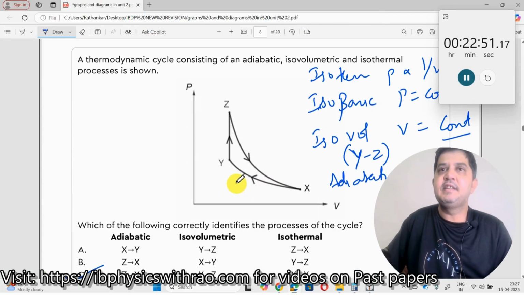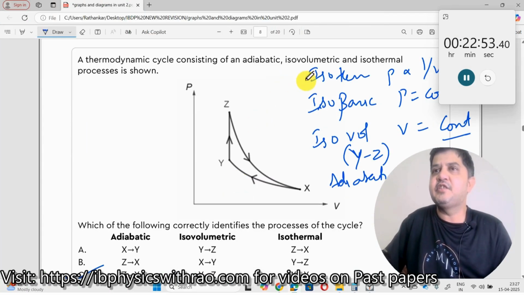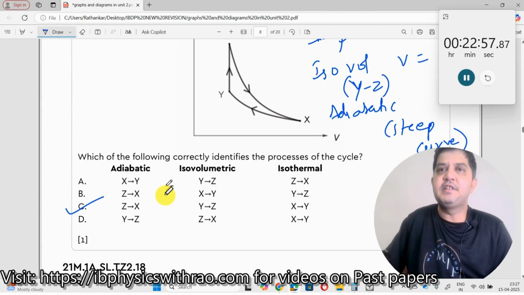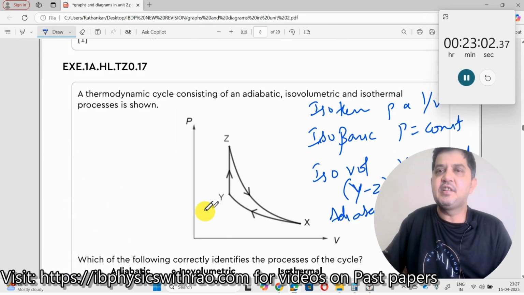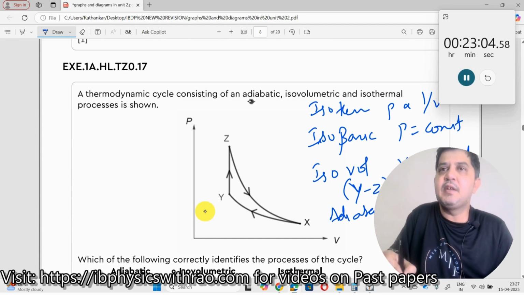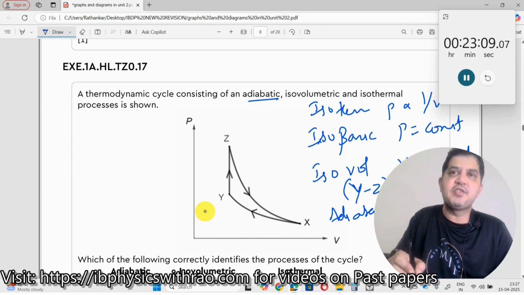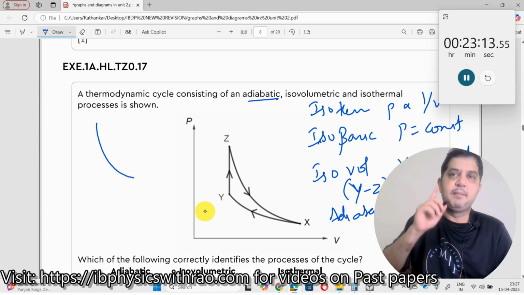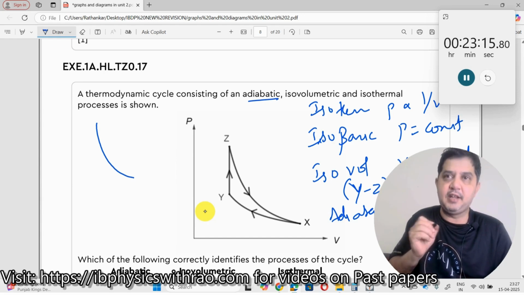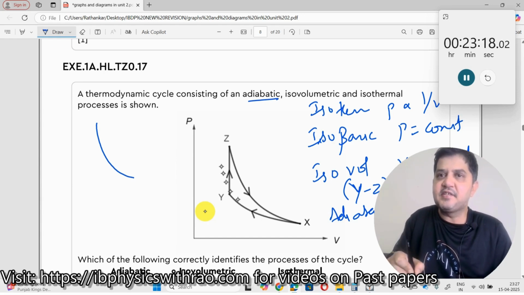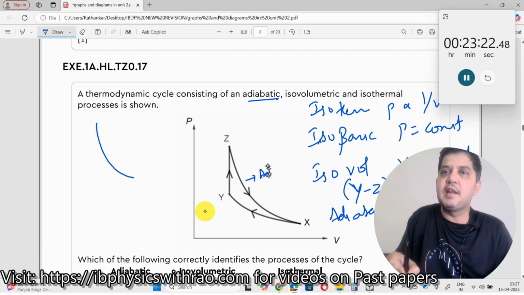Next. A thermodynamic cycle consists of an adiabatic, isovolumetric and isothermal process. This is an HL question. Which of the following correctly identifies the processes of the cycle? The answer is C. So how do you do it? Remember, in a PV diagram, adiabatic compression or adiabatic expansion will have a steeper curve like this. The steepest curve will be adiabatic. So this is not steeper, this is not steeper, this is the steepest one. So definitely this is your adiabatic.